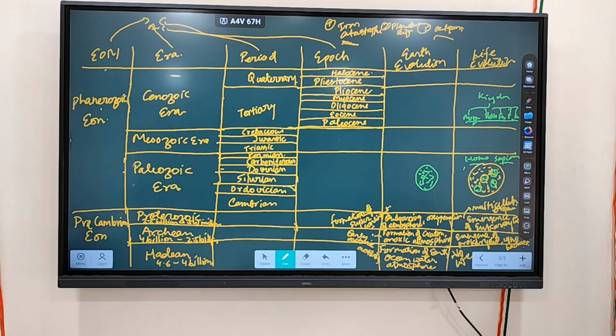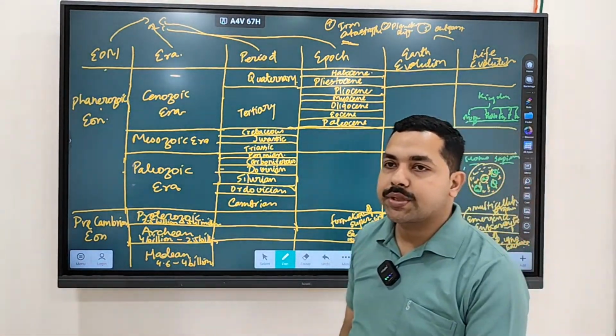You know, life starts from which cell? Single cell. Then the single cell breaks down, multiplies and becomes a multicellular organism. Clear? So what you have to keep in mind is the emergence of eukaryote cells and the emergence of multicellular organisms. Clear?